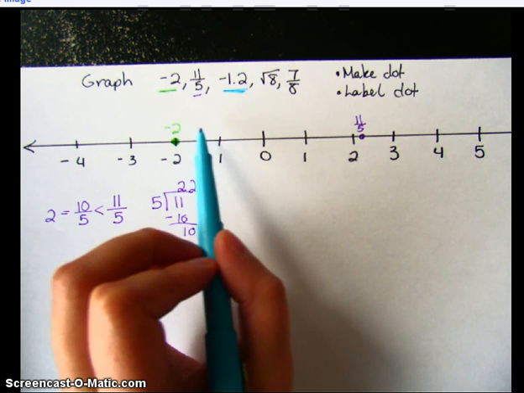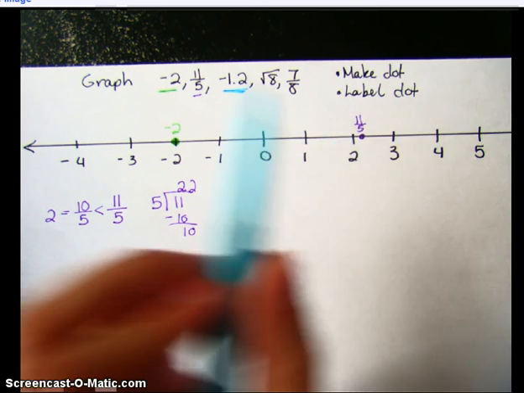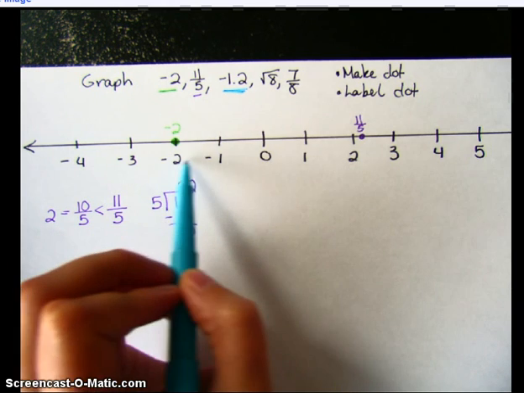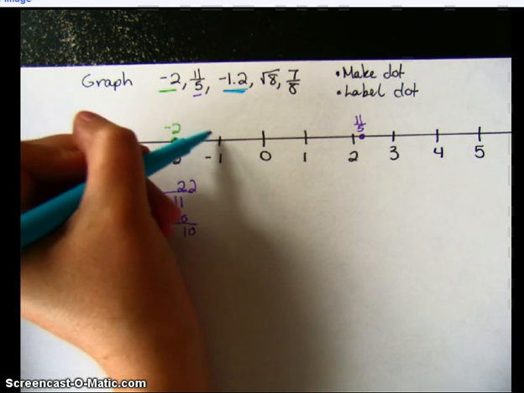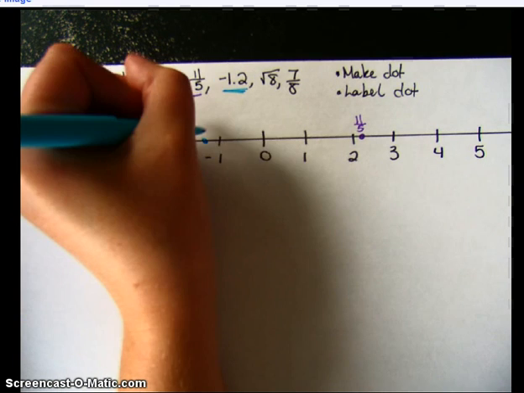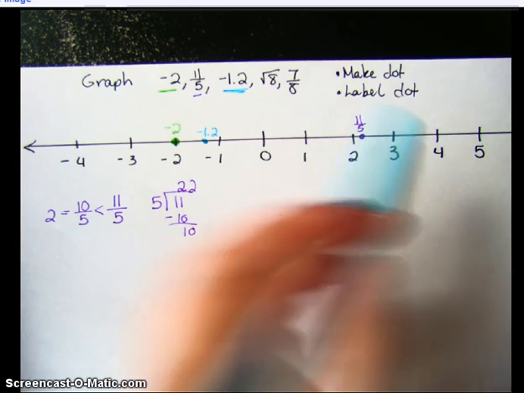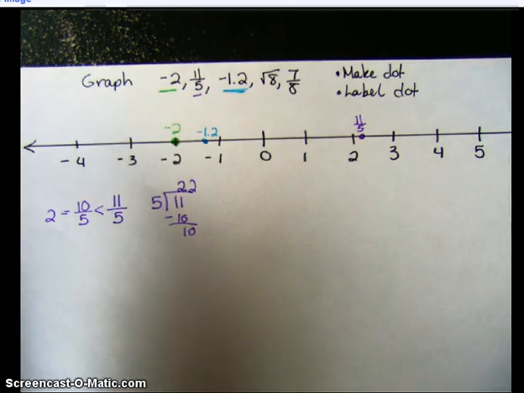-1.2 is going to be on the other side of this, right? Because here it's in between 1 and 2. Well, this is going to be in between -1 and -2. So we know it's going to go a little bit to the left. We can kind of make a guesstimate and label it -1.2. Okay. Again, remember it's kind of like a reflection across that 0 point.